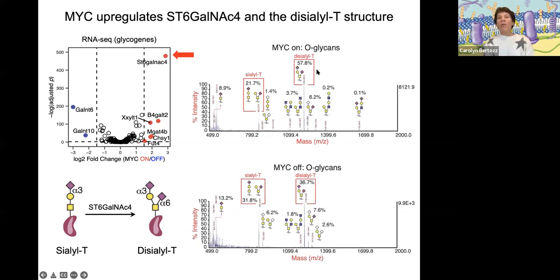And sure enough, when we did the mass spec glycomic analysis to look at the O-glycans in the MYC on versus MYC off state, we found that when MYC is on, the disialyl T structure is actually the predominant O-glycan structure on this cell type. And it is on mucins like CD43. And when MYC is off and MYC levels are lower, the prevalence of this disialyl T structure drops in half, and correspondingly precursors to disialyl T are enhanced in their abundance.